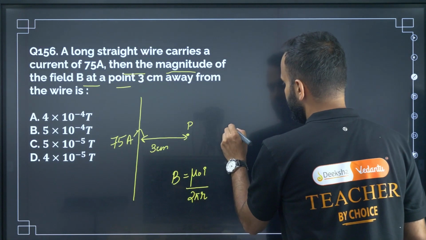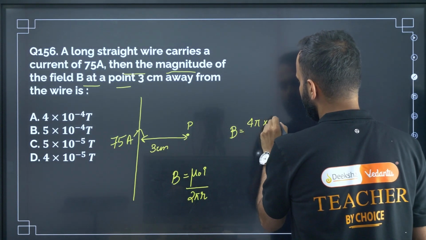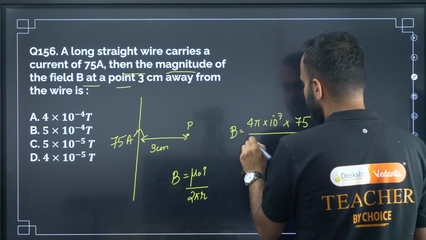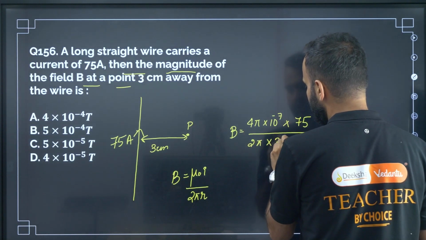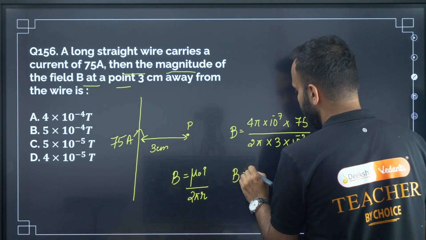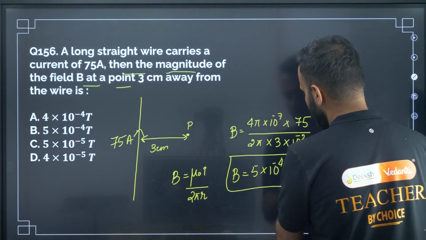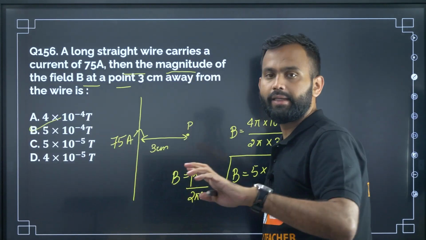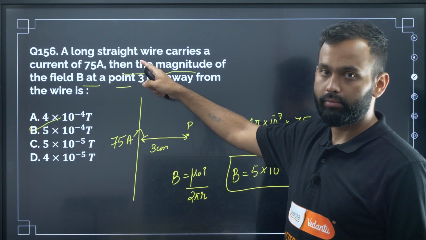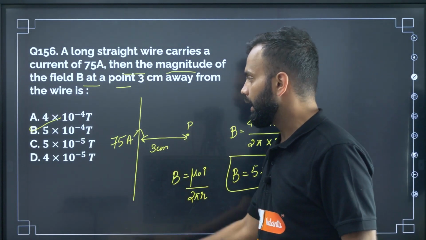Now B is equal to mu naught, that is 4 pi into 10 to the power minus 7, into I, which is 75 ampere, divided by 2 pi into r. r is 3 centimeter, that is 3 into 10 to the power minus 2 meter. Now solve this, you will get B equal to 5 into 10 to the power minus 4 Tesla. So the correct option is B. I think in your question paper they have given wrong options. The question is correct, but they have given wrong options. So the correct option is B.